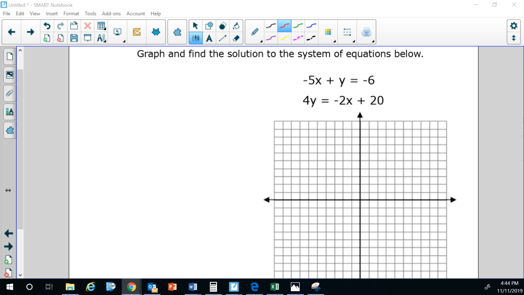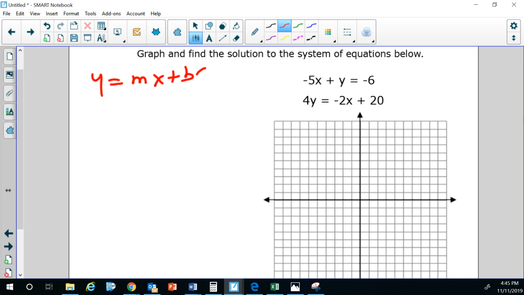Okay, in this problem, you're asked to graph and find the solution of the equation. So you have two equations that you have to graph. Now, you want to put them in slope-intercept form, which is y is equal to mx plus b. That's the form you want to get the equation into. In this form, you can tell b as a starting point on the y-axis, and the m, the slope, is going to give you the rise over run.